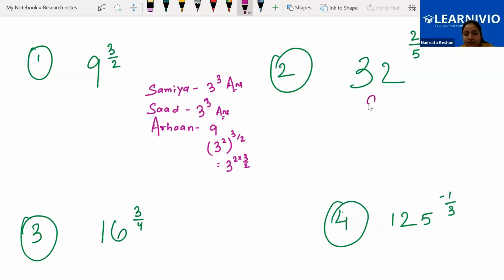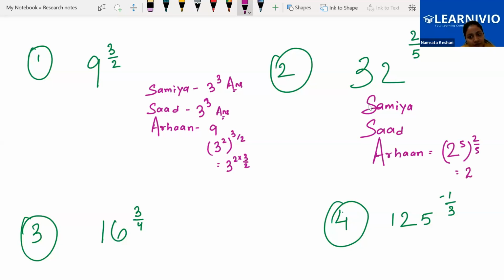Next one. Ma'am, 32 can be written as 2 raised to the power 5, and then by applying the law of exponent, we can multiply the powers, so that it would be 5 into 2 upon 5, and then it would be 2 raised to the power 2. Shad, my answer is 2 raised to 2. 2 raised to the power 2.